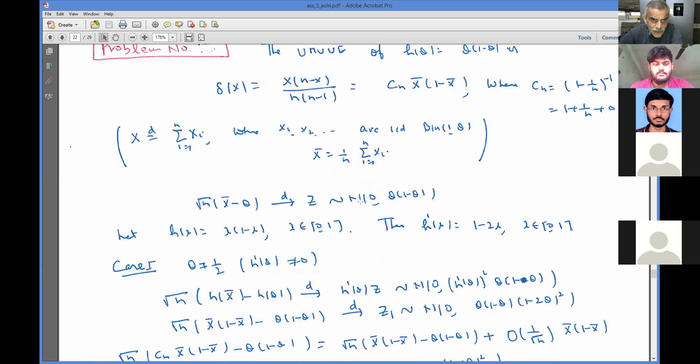Right? So what I know is root n (h(x bar) minus h(theta)) goes in distribution to h prime of theta times Z. Is that okay? But note that h prime theta is 1 minus 2 theta, which would be 0 if theta is half. So if theta is half, I get 0 times Z, so it goes in distribution to something 0, which is convergence in probability. Right? So that is why I am considering that case separately.